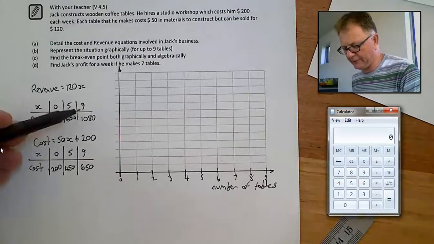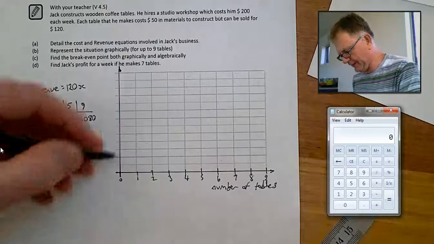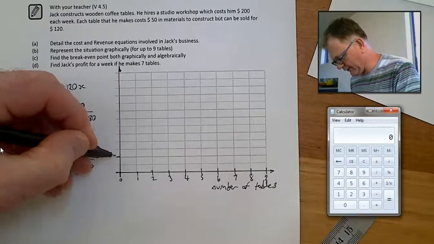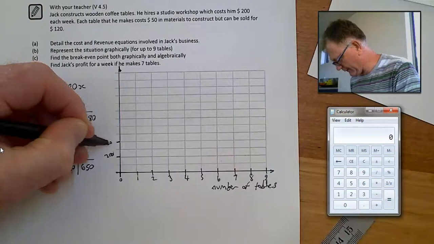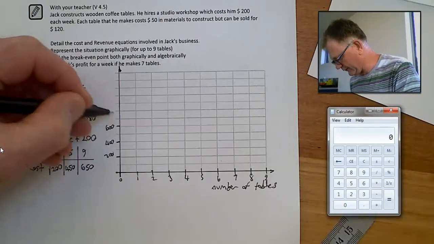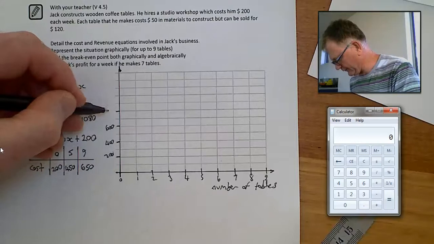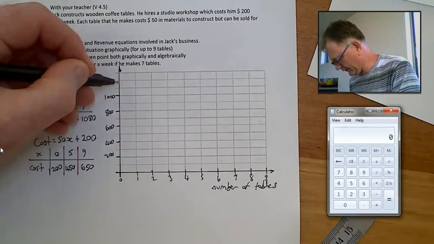With 9 tables, the revenue was 1,080. So I'll need to at least get up to there. I think if I make every square 100, so I'll just go up. I'll just mark these on, but every square is equal to 100. 2 squares equals 200. And that fits them on, hasn't it?